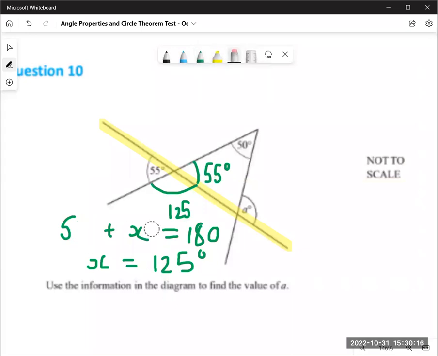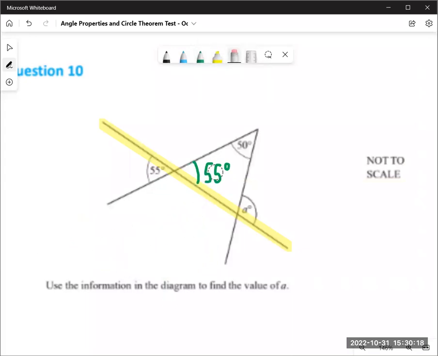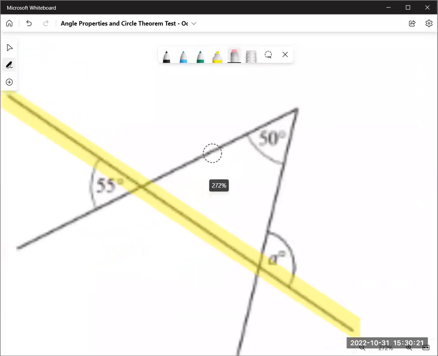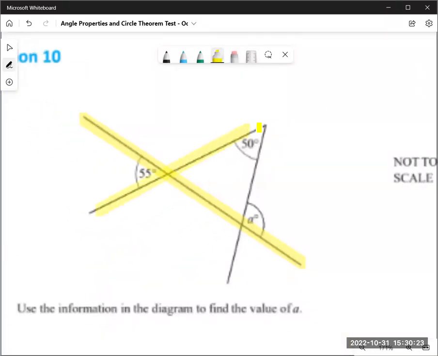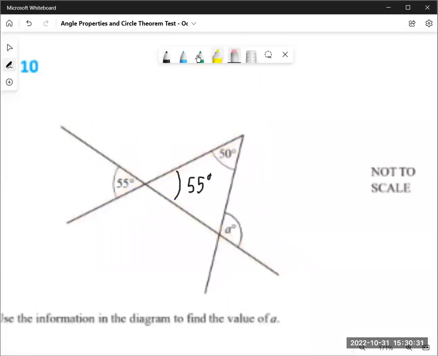But a better way would be to directly look at this. Now, Sumaya, if you imagine this right here, this looks like an X, doesn't it? These are opposite, so that's 55 degrees. Okay, we got that one. Now, if you look at these, this is a triangle, right? So what is this angle?